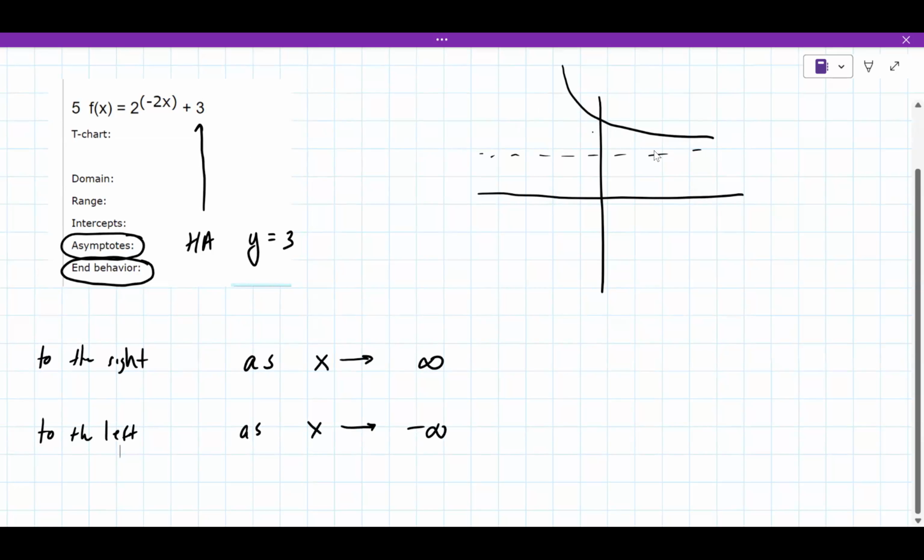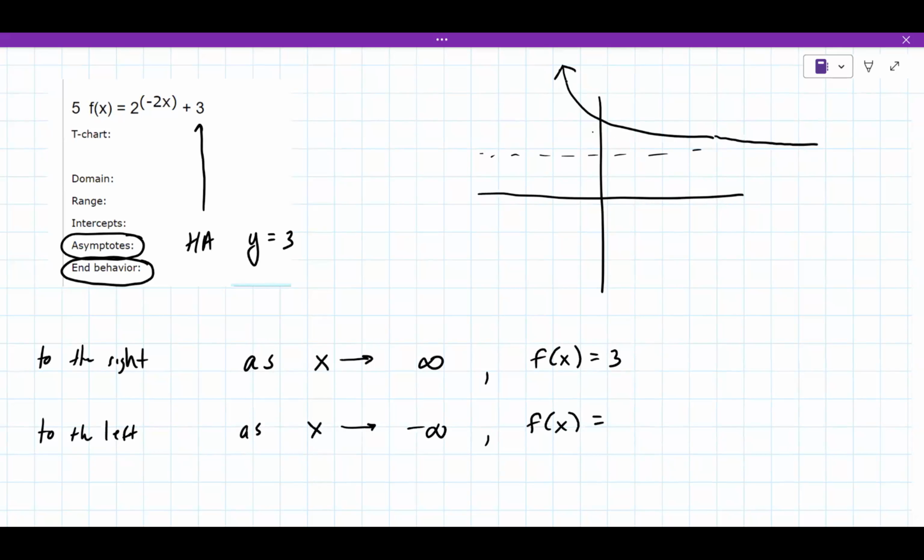As you go to the right, the graph approaches this y value, y equals 3. We say f of x equals 3 because we use function notation rather than y. We can see that it approaches this y value here. It just keeps approaching it, never quite getting there. Going the other direction is like tracing the curve going the other way, and you can see that it goes up, and it ends up going up forever. Up forever is the y value of infinity.